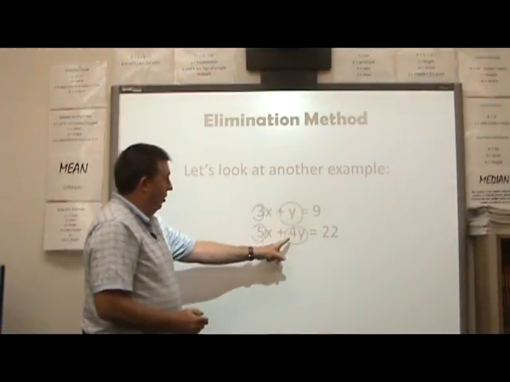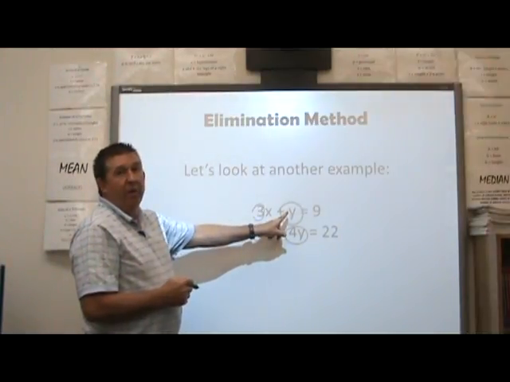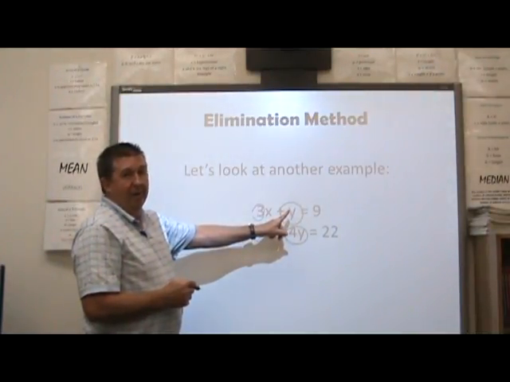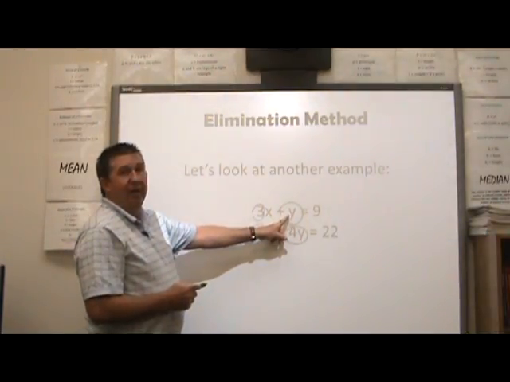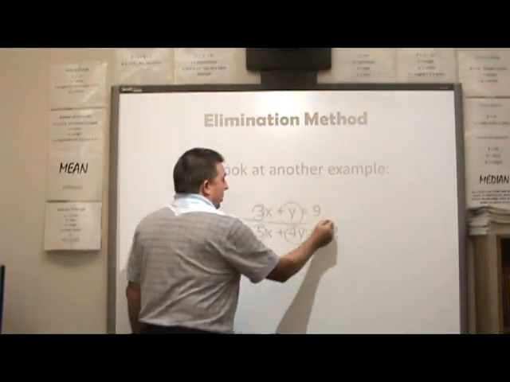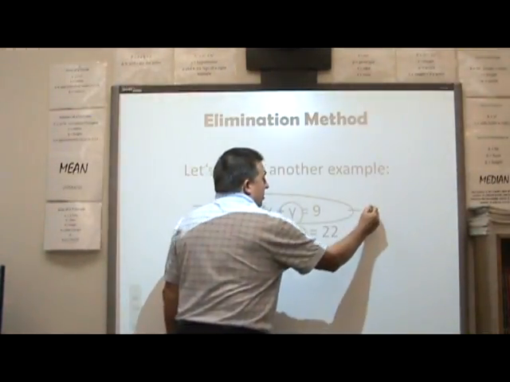This is a +1 and a +4. The easiest way to do this would be to make this +4 and subtract, or make it -4 and add. Doesn't matter, either way you want to do it. We have chosen to change this to a -4. And in order to do that, we take this whole equation and multiply by -4 on both sides.